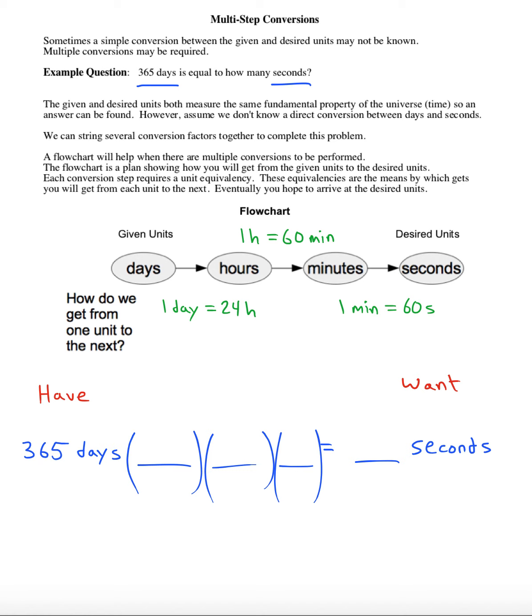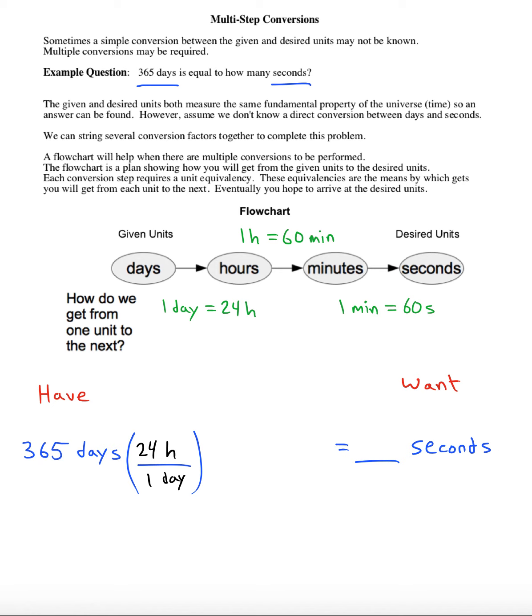Okay, now that we have those vehicles for getting from one to the next, we can string together our conversion factors. I'll do this one first. Let's convert days into hours. So we want to cancel the days. So we want our days to be on bottom, and we're going to put 1 day down there. And it's equivalent to 24 hours, so let's put that on top. Notice that if we had just stopped there, then this would give us our quantity in hours. But we don't want to just stop there.